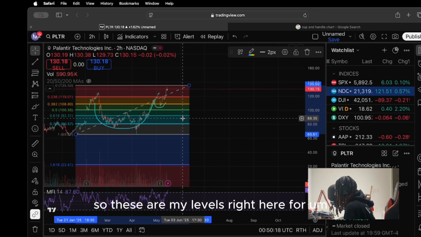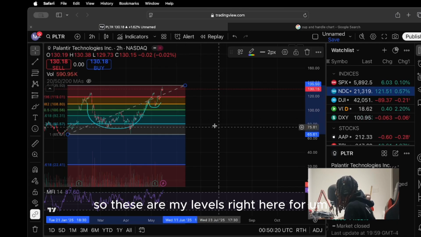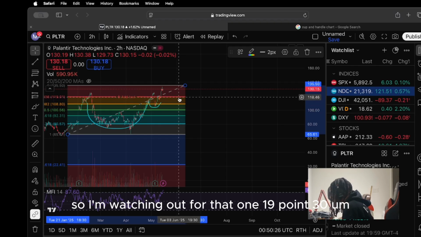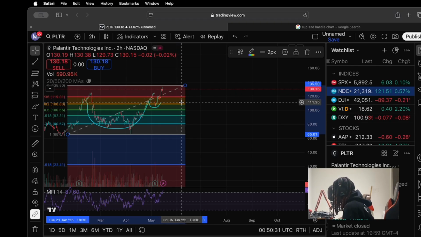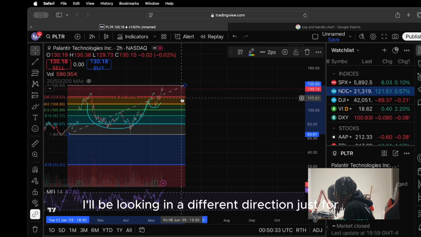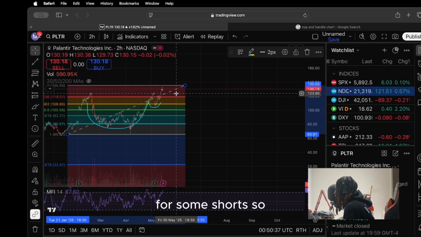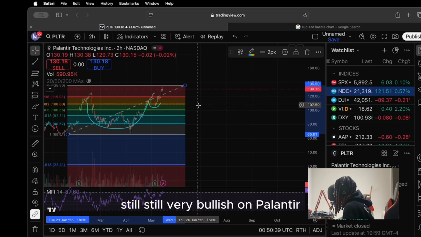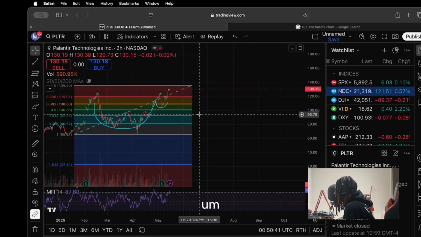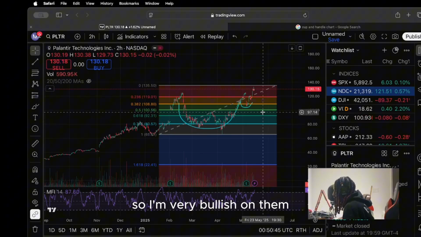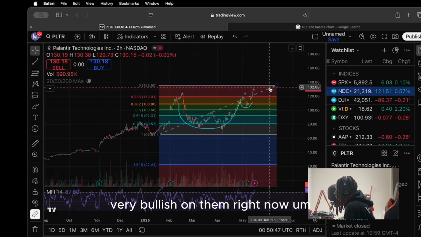So these are my levels right here for if the stock decides to retrace. So I'm watching out for that 119.30. As soon as it breaks under there, I'll be looking in a different direction just for some shorts. But right now we're still very bullish on Palantir. Been hearing a lot of good news from them, so I'm very bullish on them right now.